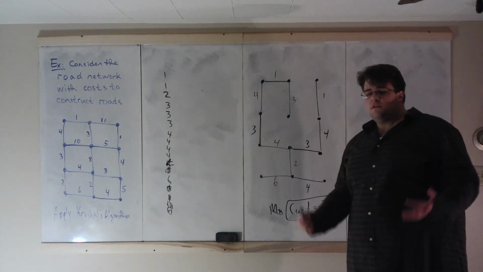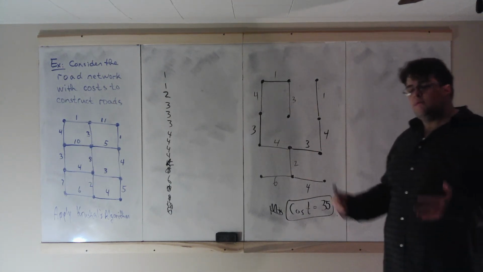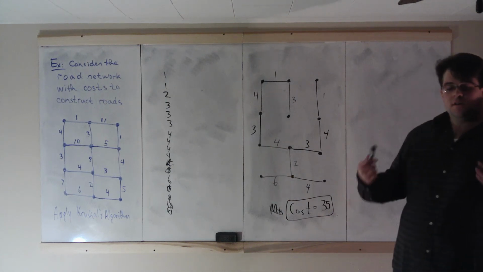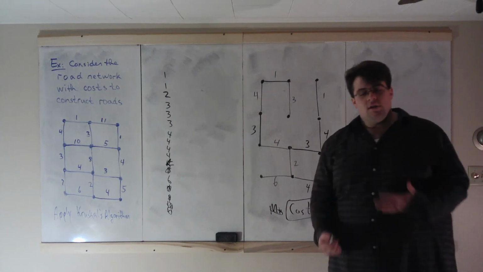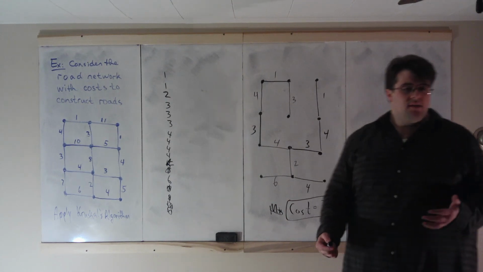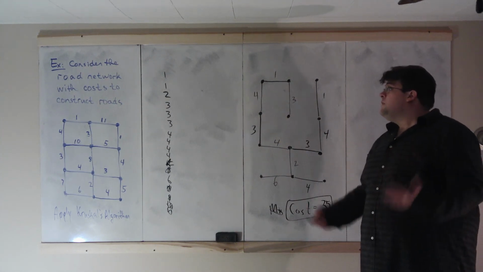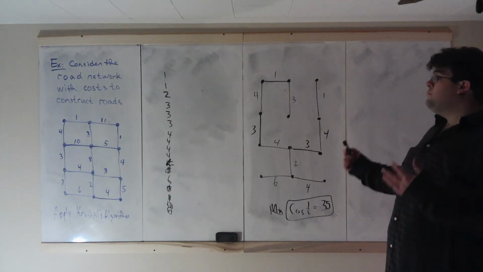But Kruskal's algorithm does give a minimum cost spanning tree. It's different than the nearest neighbor and the sorted edges algorithms of last week in that they didn't necessarily give the minimum cost Hamiltonian cycle. But Kruskal's algorithm does minimize the cost.